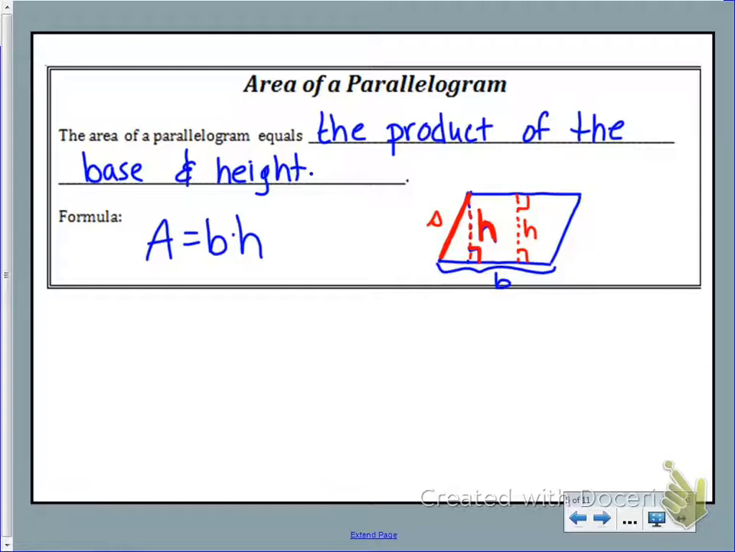Now the other reason why this formula is the same as the formula for the area of a rectangle is this little triangle. If I cut that off and move it over here, then essentially what I have is a rectangle. So that's why it works to use the same formula.